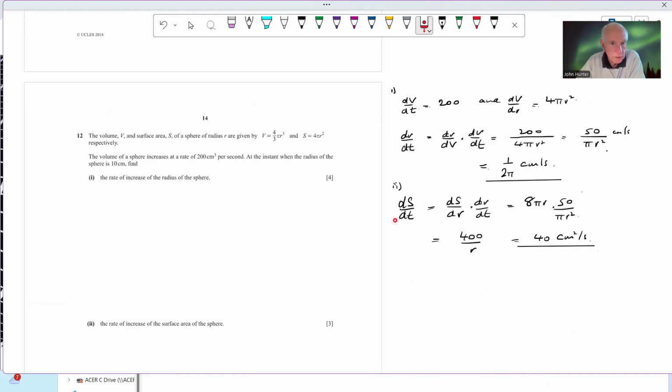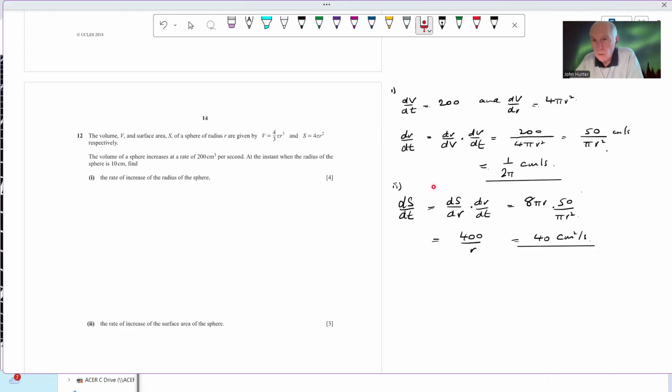All right. So the volume and surface area of a sphere are given by the standard formulas. The volume of a sphere increases at a rate of 200 cubic centimeters per second. At the instant when the radius of the sphere is 10 centimeters, find the rate of increase of the radius of the sphere. So we are looking at the rate of increase of the radius, that is dr/dt.